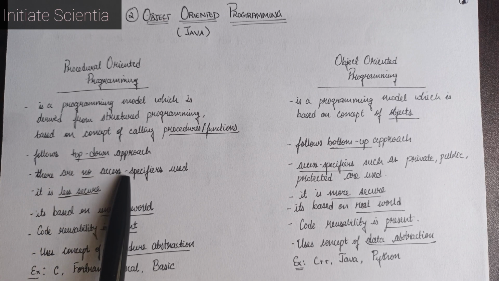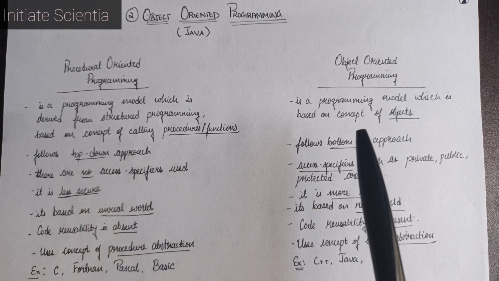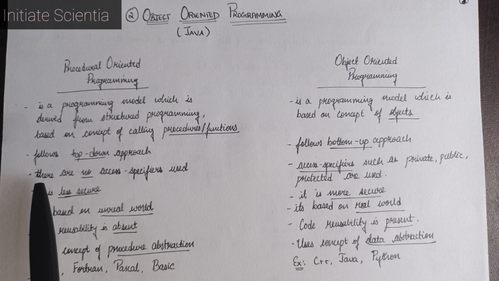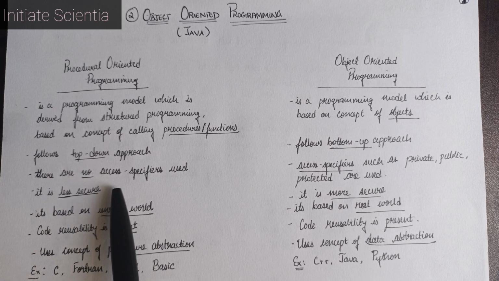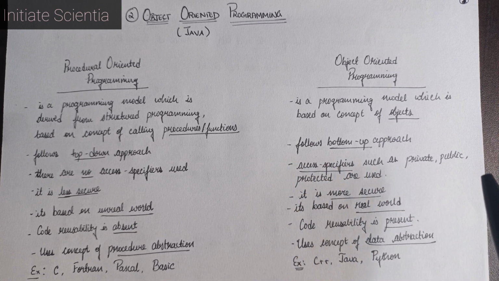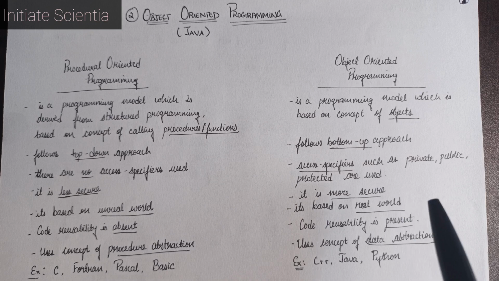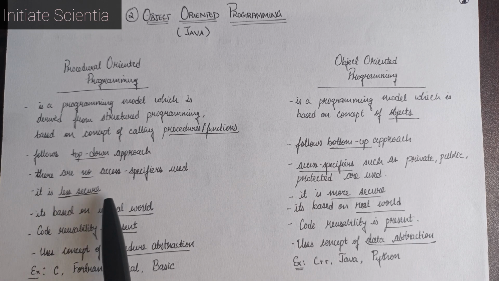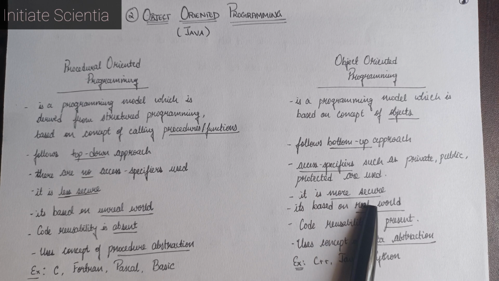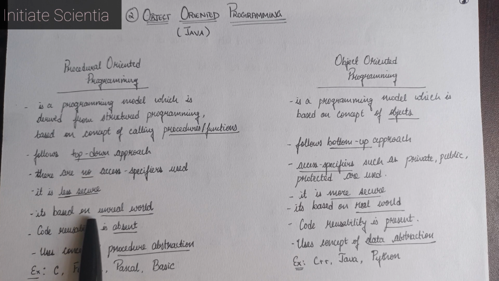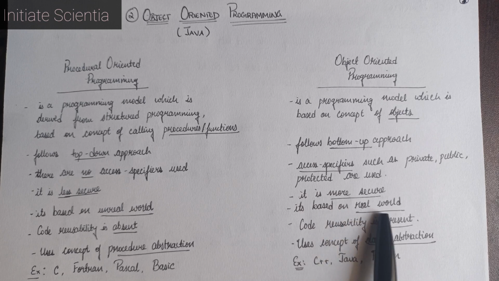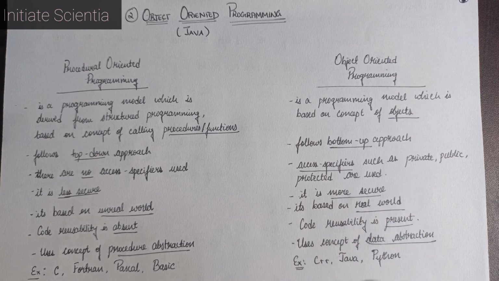Now, procedural oriented programming follows top down approach. Object oriented programming follows bottom up approach. In procedural oriented programming, there are no access specifiers used. In object oriented programming, access specifiers such as private, public, protected are used. Procedural oriented programming is less secure, whereas object oriented programming is more secure. Procedural oriented programming is based on unreal world, whereas object oriented programming is based on real world.